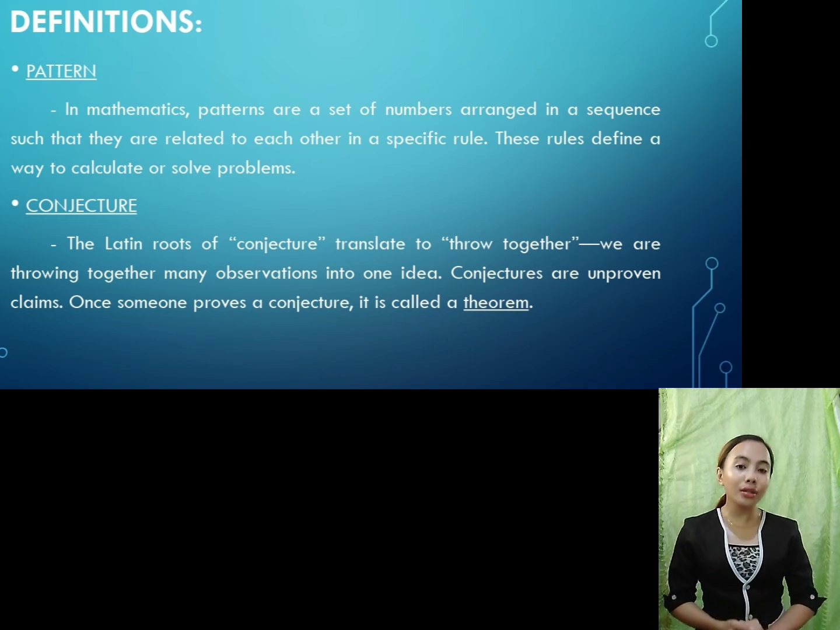When we say conjecture, the Latin roots of conjecture translate to throw together. We are throwing together many observations into one idea. Conjectures are unproven claims. Once someone proves a conjecture, it is called a theorem. Theorem: a general proposition, not self-evident, but proved by a chain of reasoning. A truth established by means of accepted truths.